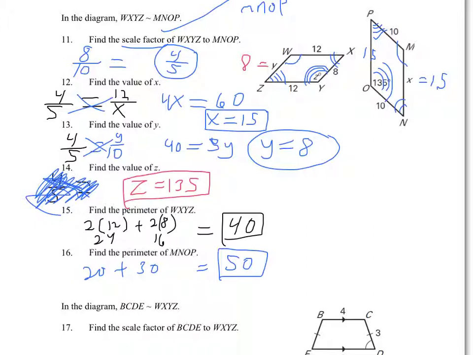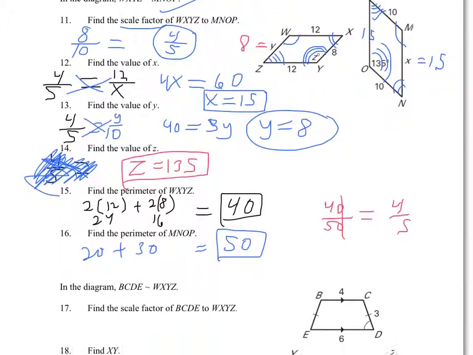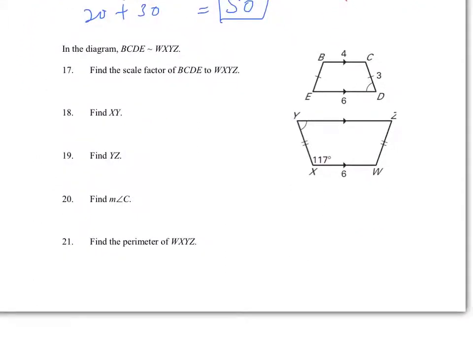And that should make sense, because look what happens if you put those in a ratio with each other. 40 over 50, you reduce that, and you get 4/5, which is our scale factor. One of the things that we learned is that if shapes are similar, their sides form equal ratios, but so do their perimeters. Alright, here's another set of problems, very similar.